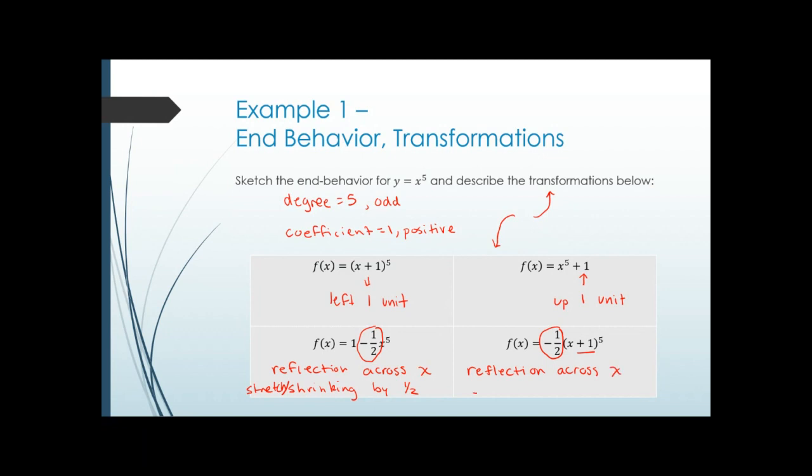We have our shrink of 1/2, and then we have moved left by 1 unit because of the +1 inside those parentheses. So there's 3 transformations occurring on that bottom right one. You can have these different combinations and they do different things to the graph. Every time there's a negative or a minus sign, there's always reflection across the x. Yes.